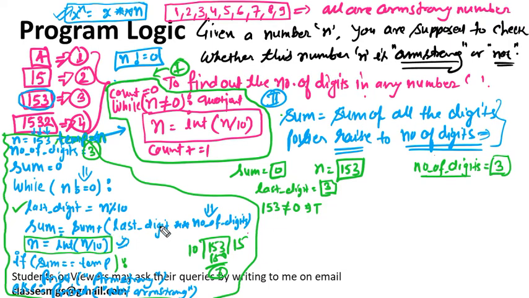Now sum equals sum plus last digit to the power number of digits, so this formula will be applied. Sum equals sum, whose value is 0, plus last digit 3, double star, number of digits, which is 3. So 3 raised to the power 3 is 27. So 27 will come into the sum variable, and sum becomes 27. Now we are dividing this number by 10, and the quotient we get is 15, so the number will become 15.